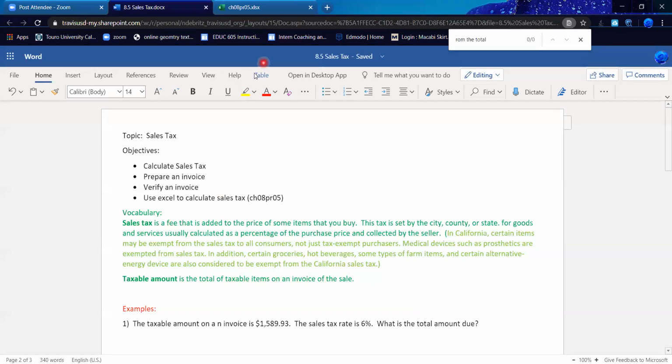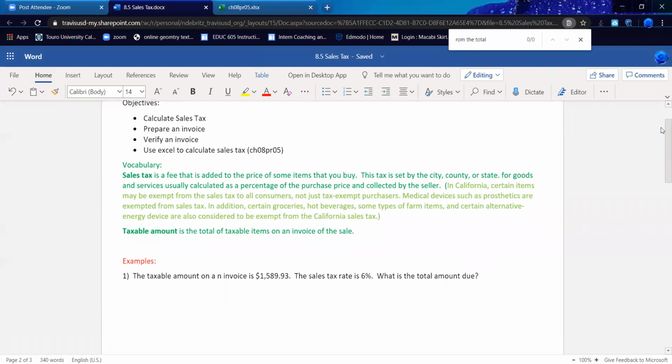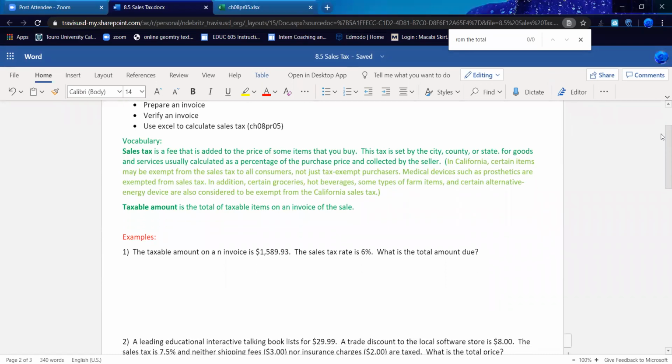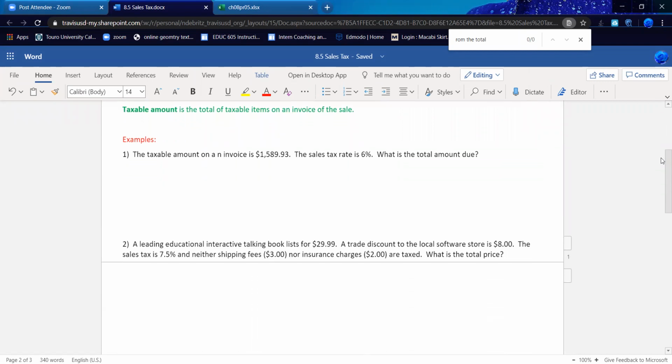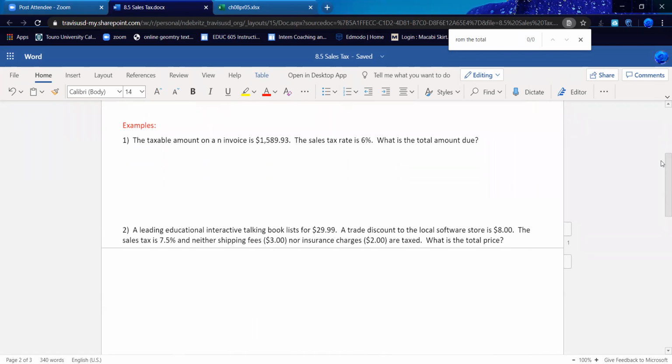So we're going to work through a couple of sales tax problems and work on preparing an invoice and verifying an invoice. So let's start with the taxable amount. Okay, so we're going to find the sales tax on this item.